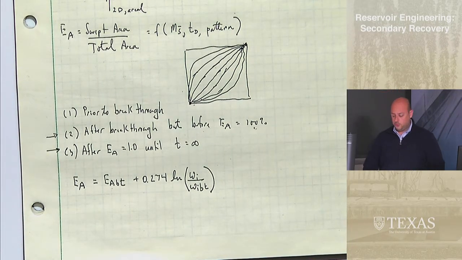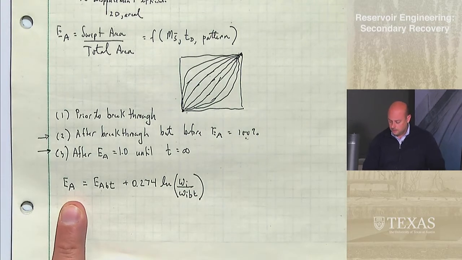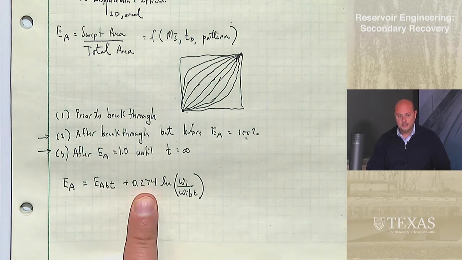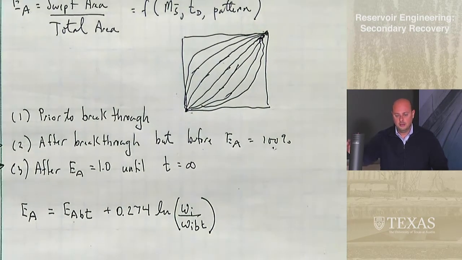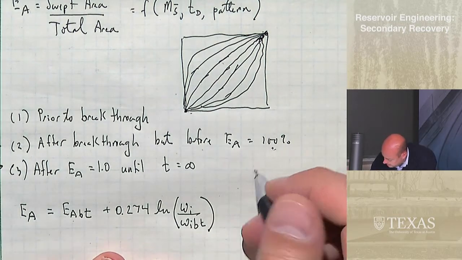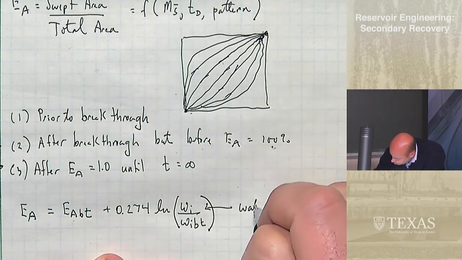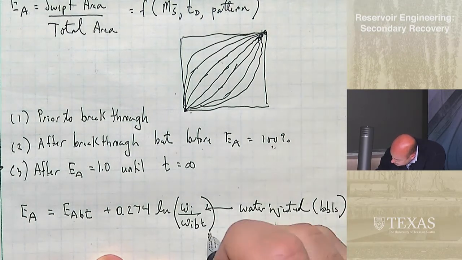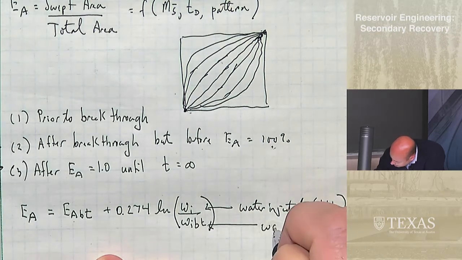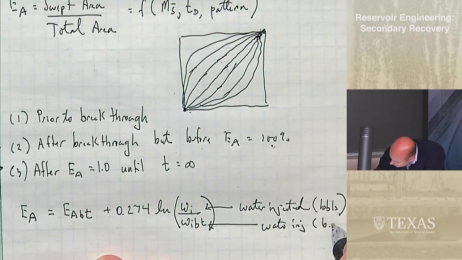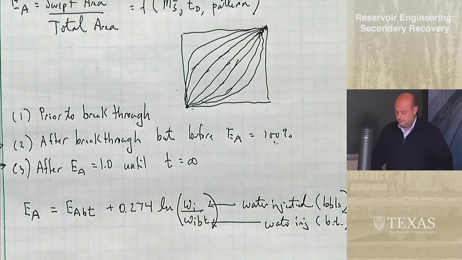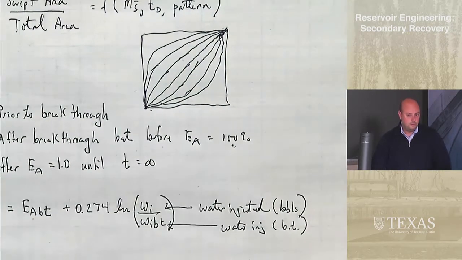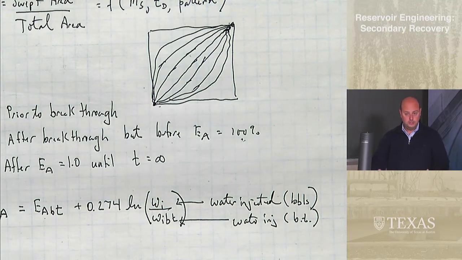So this is the areal sweep efficiency. This is what we're trying to calculate. It is equal to the areal sweep efficiency at breakthrough plus a constant 0.274 times the ln of the water injected over the water injected at breakthrough. So Wi is water injected in barrels. And Wibt is the water injected at breakthrough, right? So you're going to be injecting water, injecting water, then you get to breakthrough, and then you'll continue to inject water beyond that.